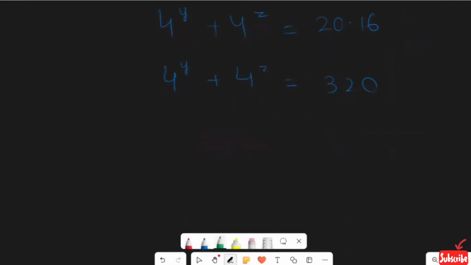Here I am going to multiply and divide this expression by 4 to the power of y. So 4^y (4^y + 4^z over 4^y) is equal to 320. I'm going to write 320 as 64 times 5.